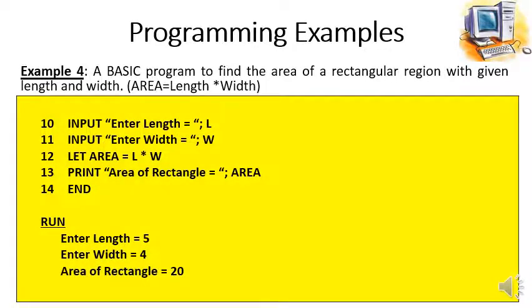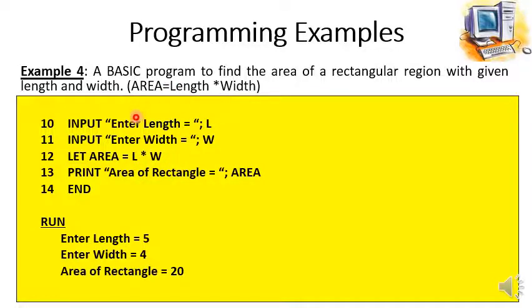So here first we will write an input statement which will ask enter length, and the value that we will input at runtime will be stored inside the variable L. In the next statement, the program will ask for entering the width of that particular rectangular region, and the value will be stored inside variable W. In the third line, we have to declare a variable with the name area and assign it the value which is actually the product of length and width.